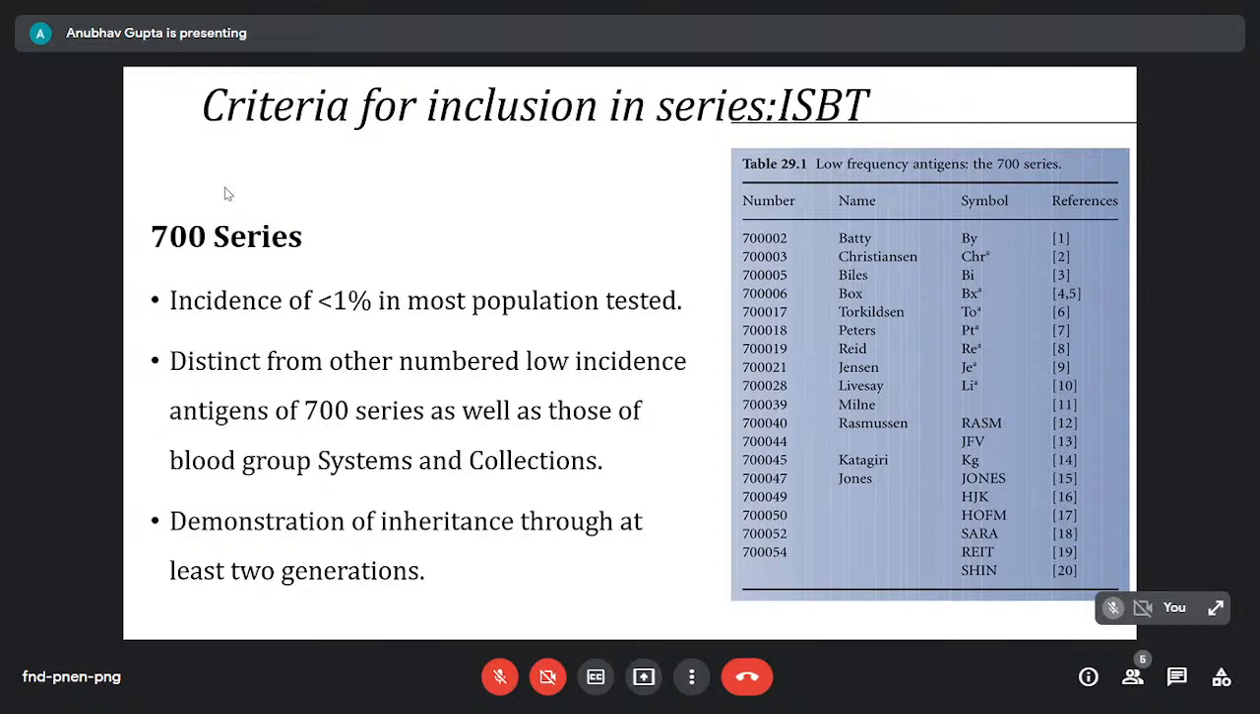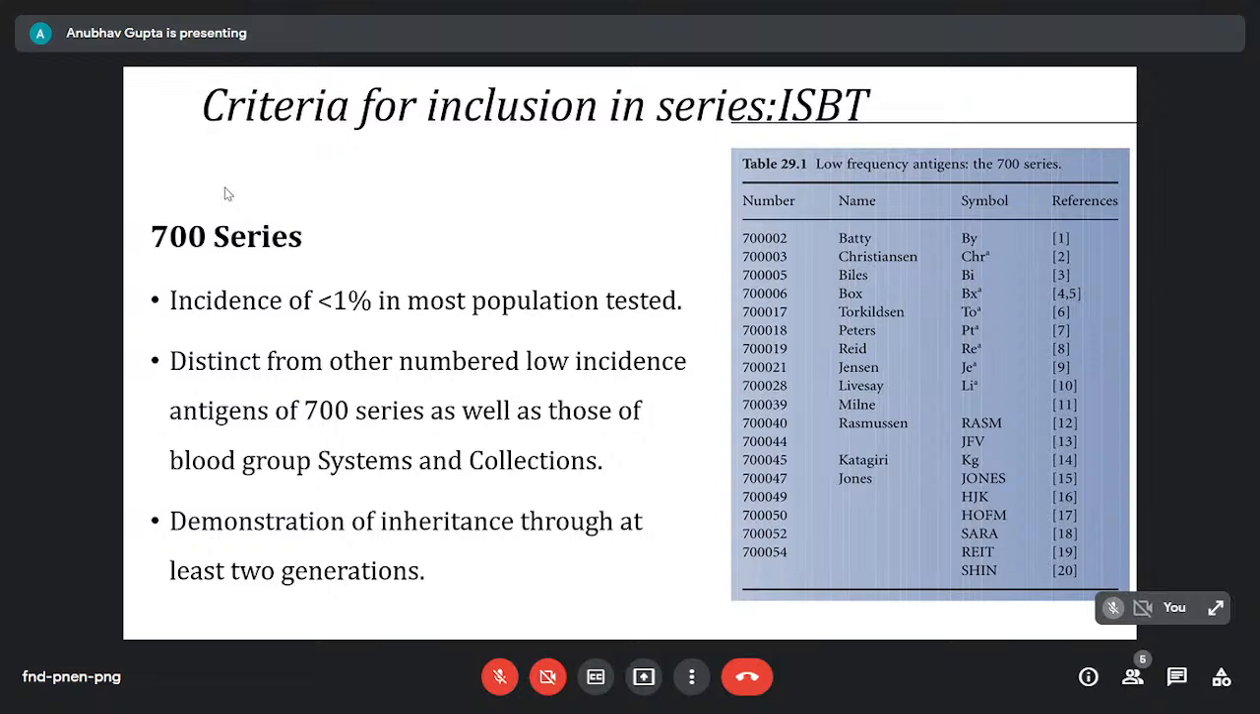So what are the inclusion criteria for series? For the 700 series, the incidence should be less than 1% in most populations tested. It should be distinct from other numbered low incidence antigens of the 700 series as well as those of the blood group systems and collections, so the number should be different, and it should demonstrate inheritance. So in a nutshell, how will you count an antigen in the 700 series? The incidence of that antigen in the population should be less than 1%, and it should demonstrate inheritance from the mother to her son, getting my point? And from the son to his offspring. So at least two generations should show that inheritance.